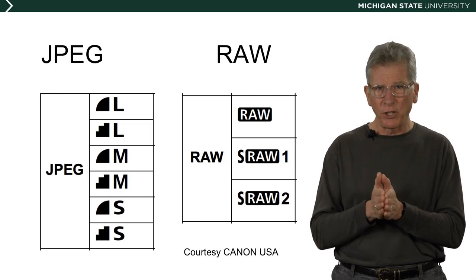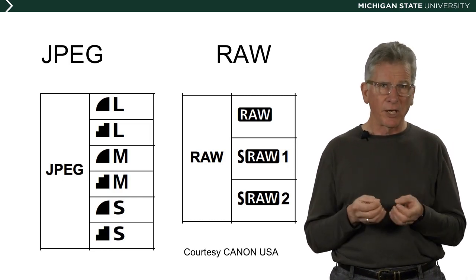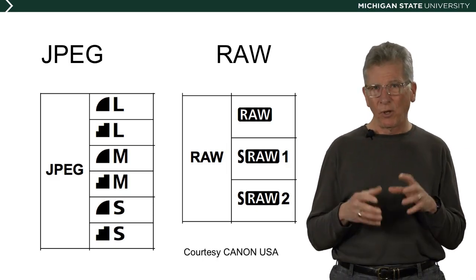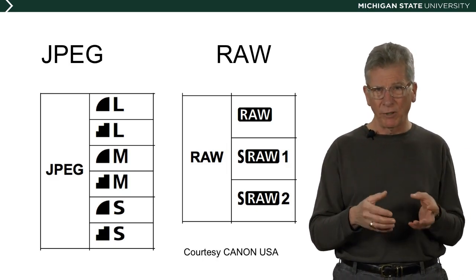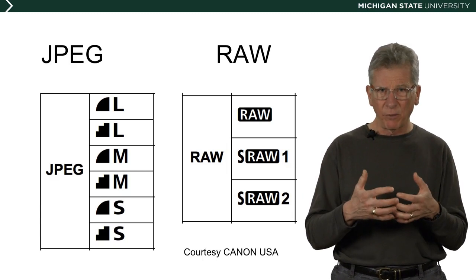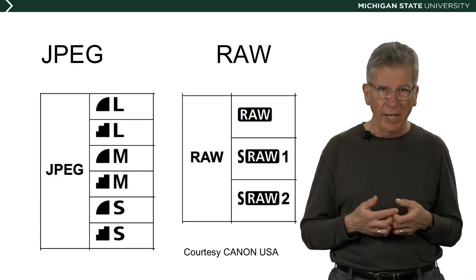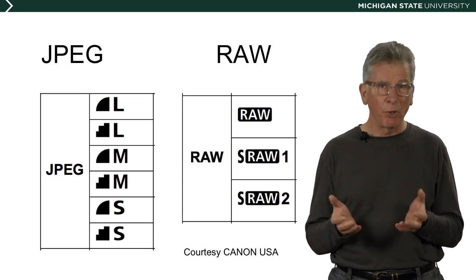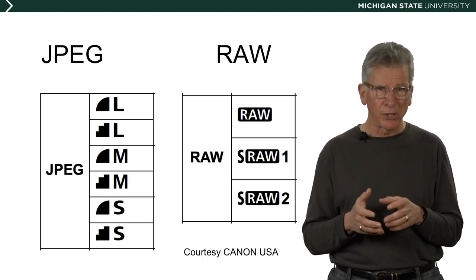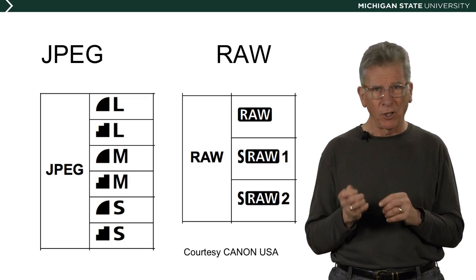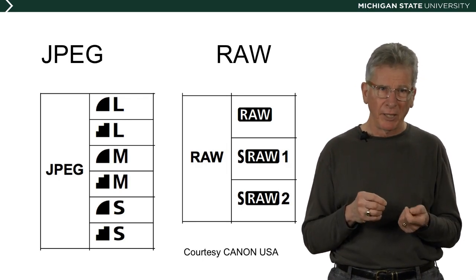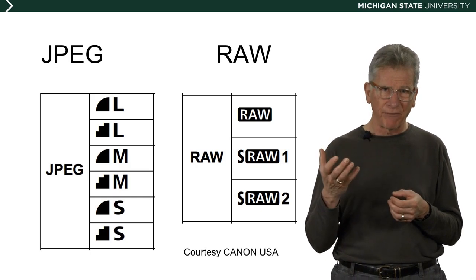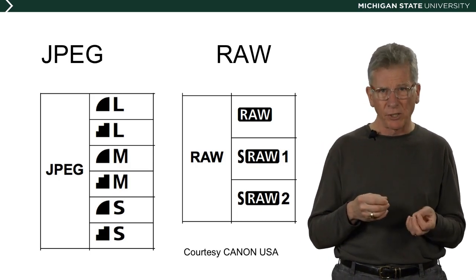JPEGs, these are files that are processed by the camera. They come out of the camera as complete pictures. All the zeros and ones that were recorded on the sensor are processed into a picture, and that's what you get. You can get JPEGs of varying sizes with most cameras. Even little point and shoots can usually give you options for a larger or a smaller JPEG. And in this case, we've got 6 different options ranging from the largest file size to the smallest.